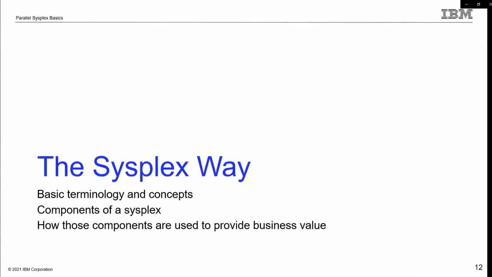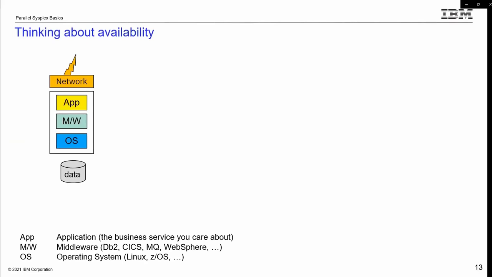Let's learn about some basic terminology and concepts regarding a Sysplex and how those components are used to provide business value. Here's a simple example of an application running on top of middleware, being DB2, CICS, IMS, MQ, WebSphere, etc., application environments that an application can run in, and of course that middleware runs on top of z/OS.